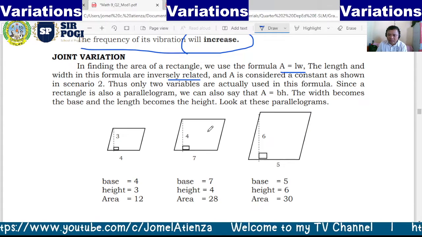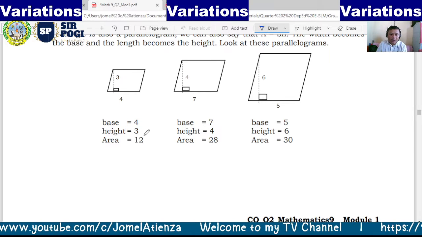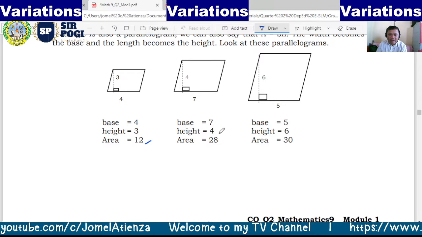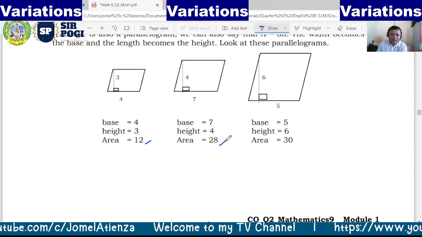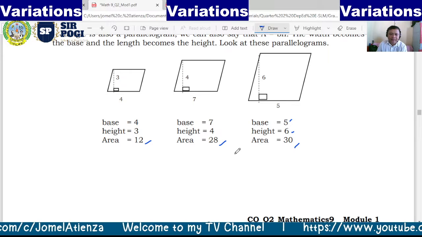So let us look at this parallelogram. The base is 4, the height is 3, so the area is 12. 7 times 4, we have 28. 5 times 6, we have 30.